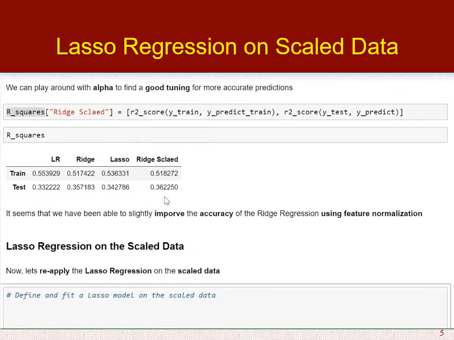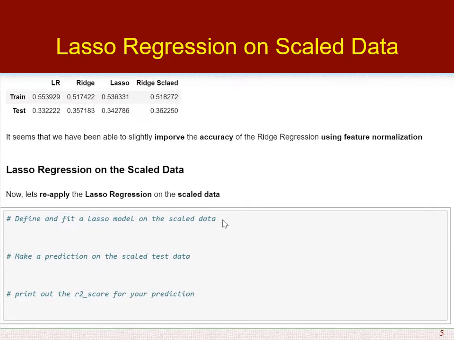Right, it looks like we have been able to improve the accuracy of the ridge regression on the test data set. So if you look at here, previously the accuracy score for the test data set was about 0.357 and now it is 0.362. For the training data set, it's almost the same. It's a little bit improved, but the gap actually is getting smaller and smaller.